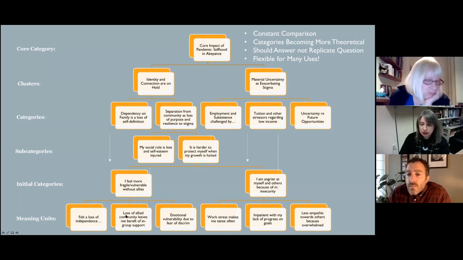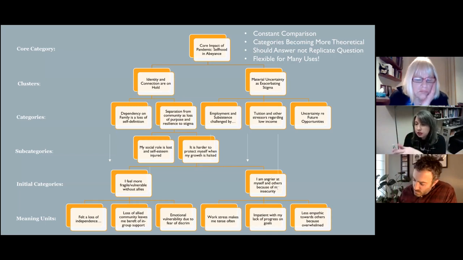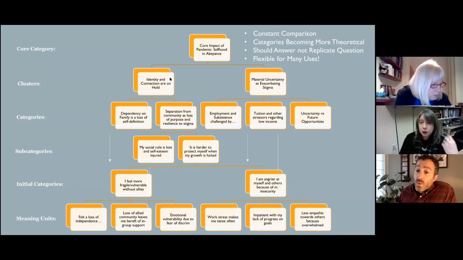So here you can see that's coming up in different places, right? Here, I feel more fragile, vulnerable because I don't have allies around me anymore, right? I lost all my allies because now I had to leave my university and that's where they were. So my identity is more at risk. Here, this idea of separation from community as a loss of purpose and resilience to stigma. So I feel more vulnerable to stigma because I don't have the same supports around me. I'm more isolated generally. So these sorts of things, you're mindful in your data, and you're looking to track those things and not lose them because you're focusing just on the meaning for the individual person. So I don't know if that's helpful, but you're bringing that forward.